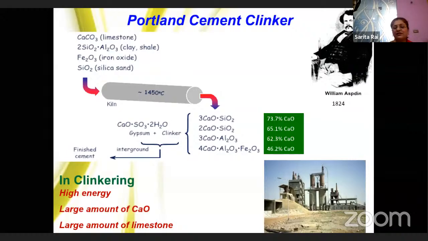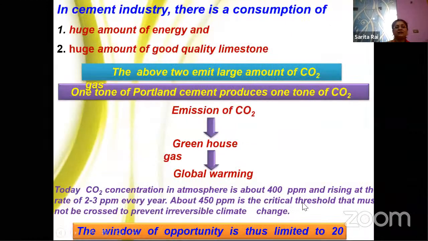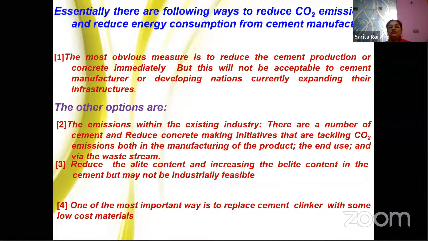Essentially, there are the following ways to reduce carbon dioxide emissions and energy consumption from cement manufacturing. One could reduce the production of concrete immediately, but this will not be acceptable to cement manufacturers or developing nations. The other options are to reduce the lime content and increase the belite content. And one of the most important ways is to replace cement clinker with some low cost materials.